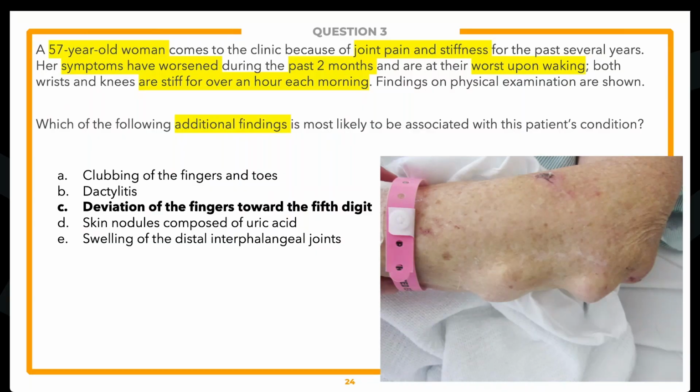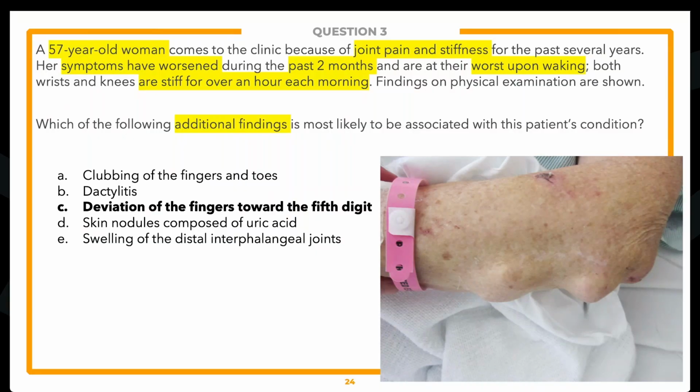And typically, the morning stiffness is not going to be up to an hour. It's going to be less than an hour. And it's going to more likely affect some of the large joints of the body, like the knees and the hips, because that's where most of the stress of the body is put, right? So that's an important thing to understand. Okay, so that's option E. So option E is trying to point at osteoarthritis.